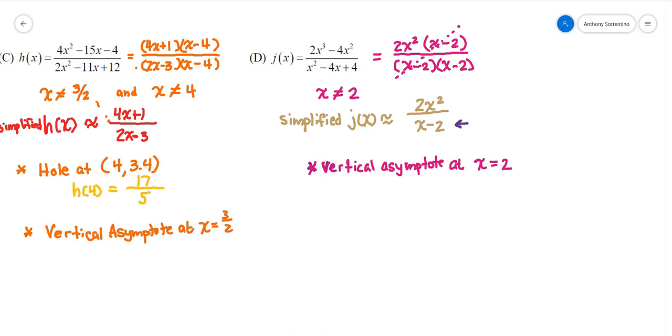So there's only one feature that the domain restrictions cause here. It's going to be a vertical asymptote at x equals 2. And so that takes care of finding vertical asymptotes and holes. You're not guaranteed to have either, but you have to know how to search for them. The next feature that rational functions will have are horizontal or oblique asymptotes. And so let's take a look and see how we can determine those.